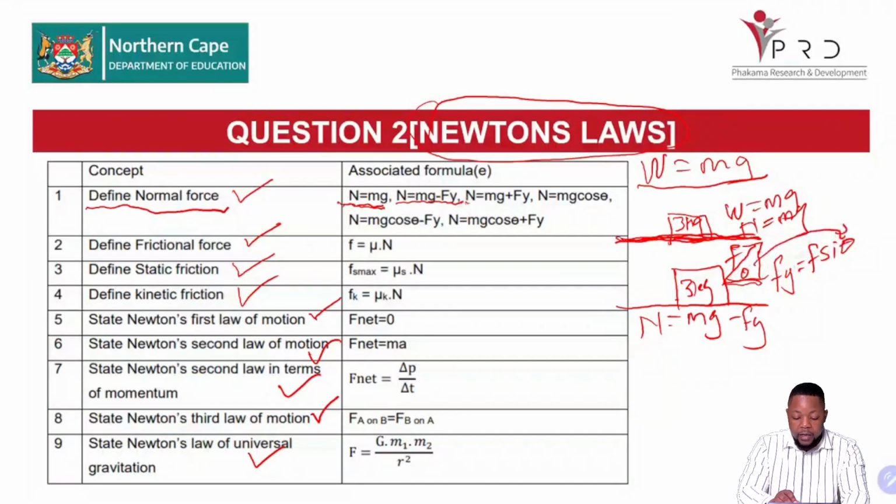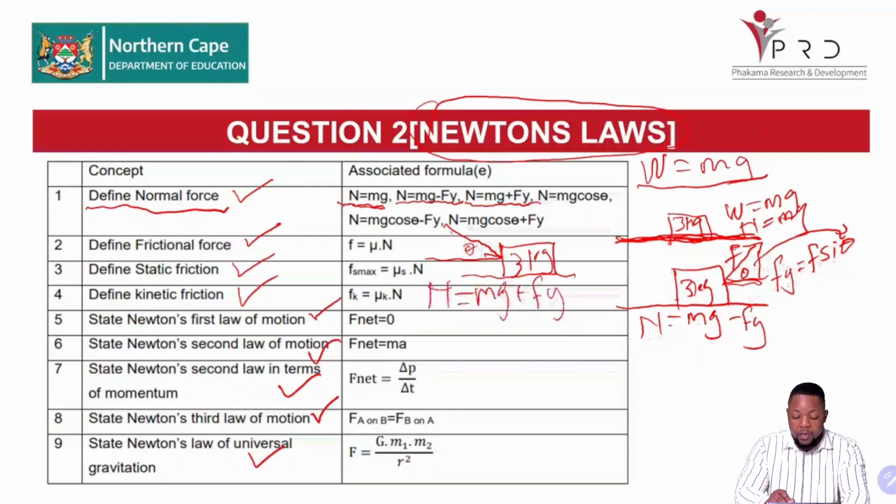Then we can also have the normal force being calculated as N is equals to mg plus Fy. So this will happen if we have our object that is our 3 kg, but the force that is pushing this object at an angle is not pushing it upwards, but is now pushing it downwards. So that's when we're going to have a normal force is equals to mg plus Fy. Remember, the Fy is the F sine theta.